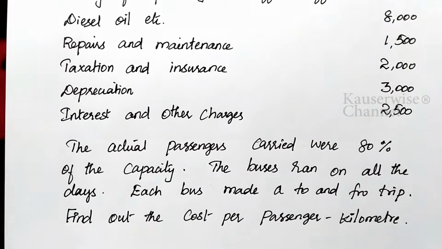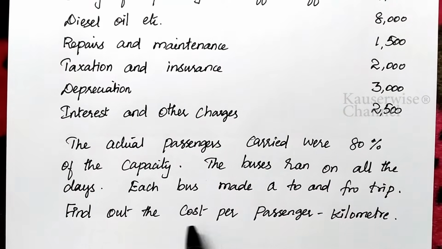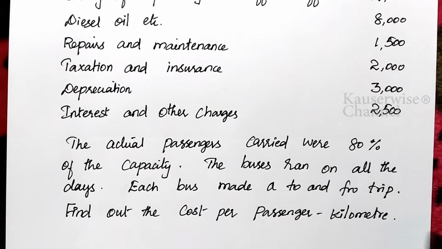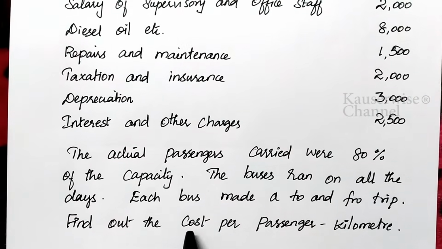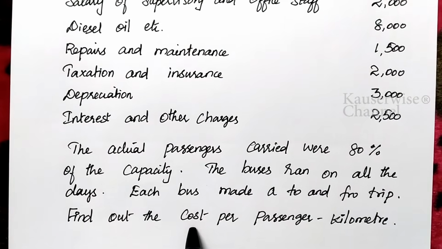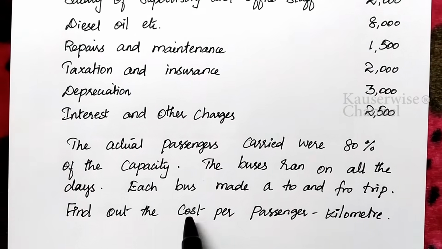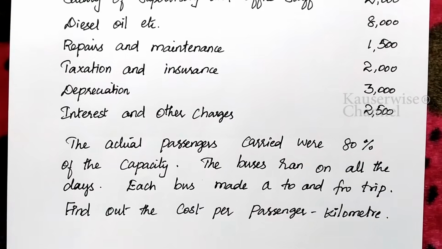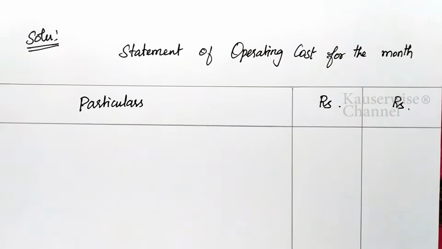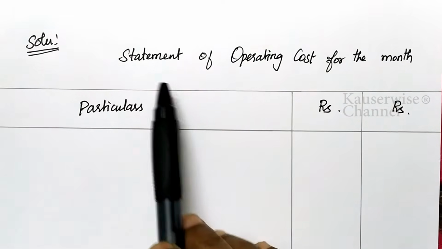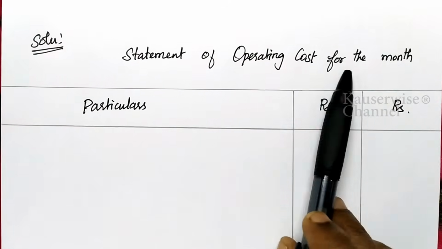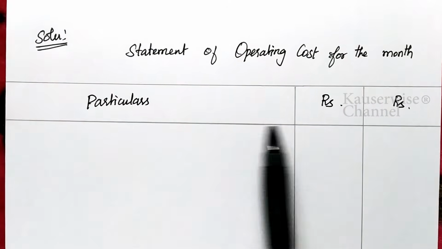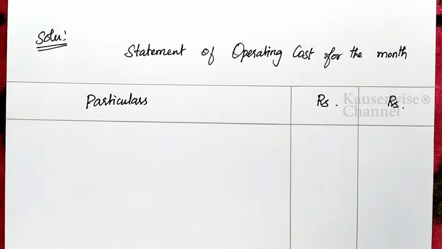Okay, now let us see how to calculate cost per passenger kilometer. So first we need to find out the total cost with the help of the statement, and then you can find out the cost per passenger kilometer. Let us see the calculation for this. See, first we need to calculate total cost, that is, the statement of operating cost for the month. Okay, particulars, rupees.